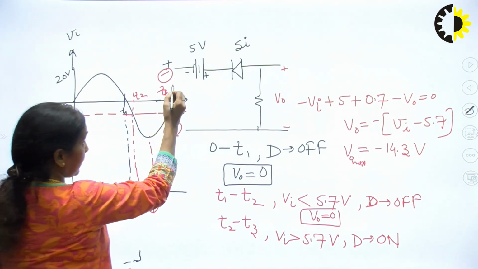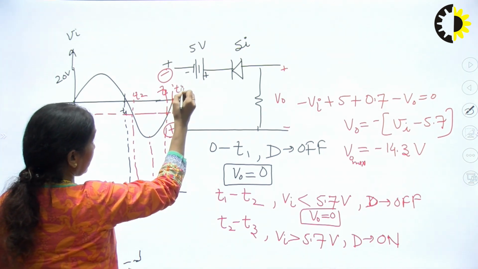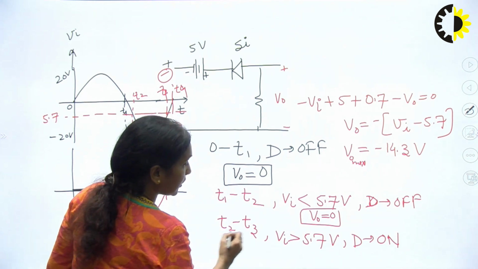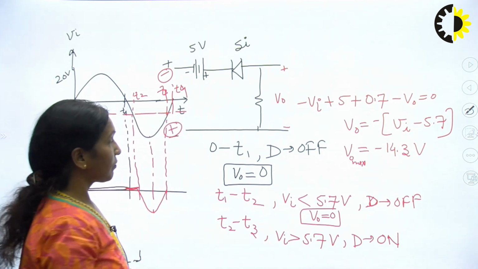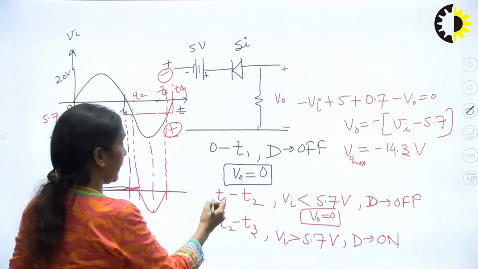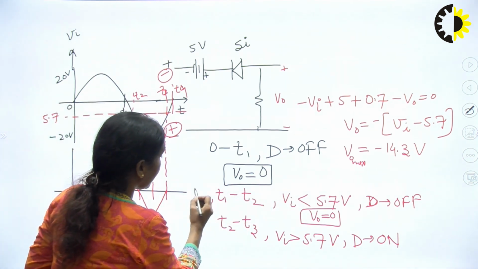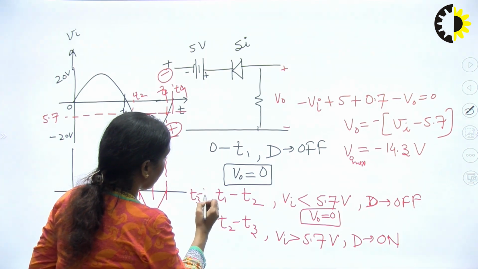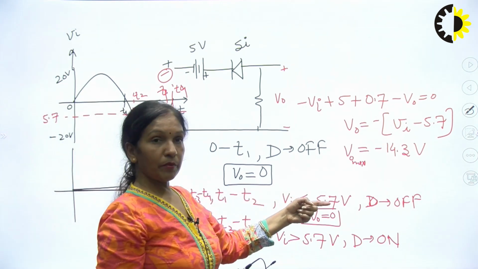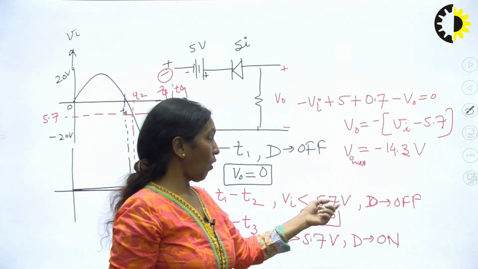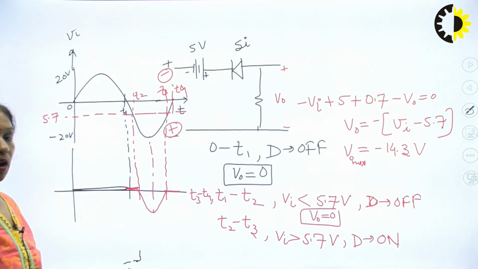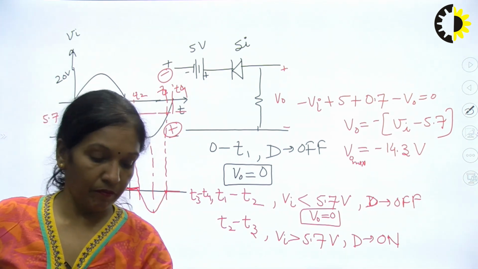And again after T2 to T3, during T3 to T4, your Vi is again less than 5.7 volts. So, the diode will be off again and the output will be equal to 0. So, this is your output waveform.